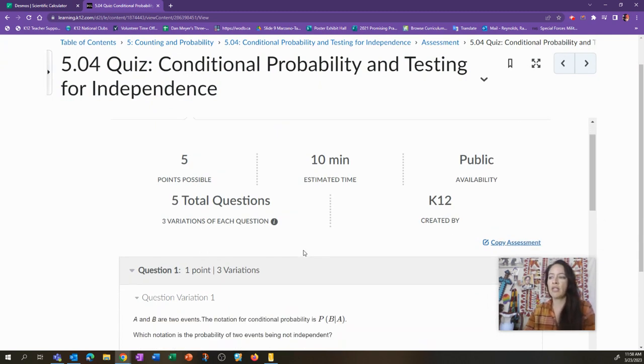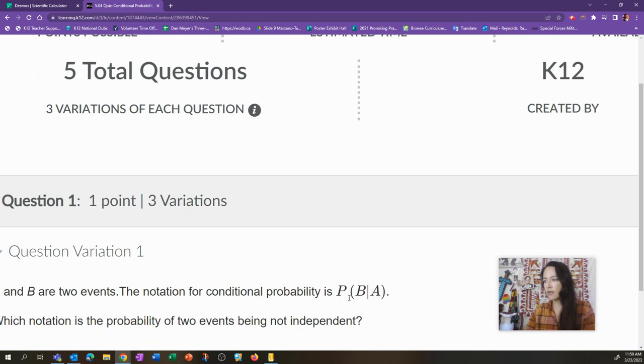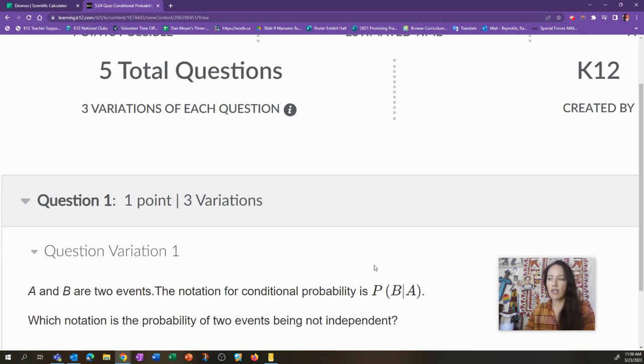A and B are two events. The notation for conditional probability is read the probability of B, given, that's what that line means, A. Okay? One of the big story ideas is that sometimes we're given probabilities, probability of rolling a 3 and then rolling a 6, and they don't change each other. That probability doesn't change. It's going to be the same.